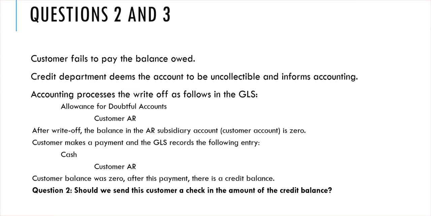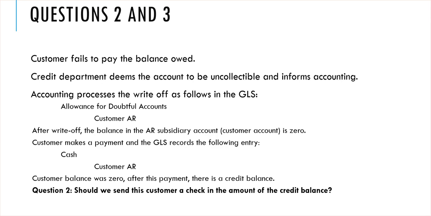A customer fails to pay the account, the credit department says it's uncollectible, accounting does a journal entry which is crediting the customer's account, debiting the allowance account. After that, the customer's account is 0. Now the customer comes in, they make a payment, the normal journal entry is going to credit the account again. So it's gone from having a 0 balance to now having a credit balance.